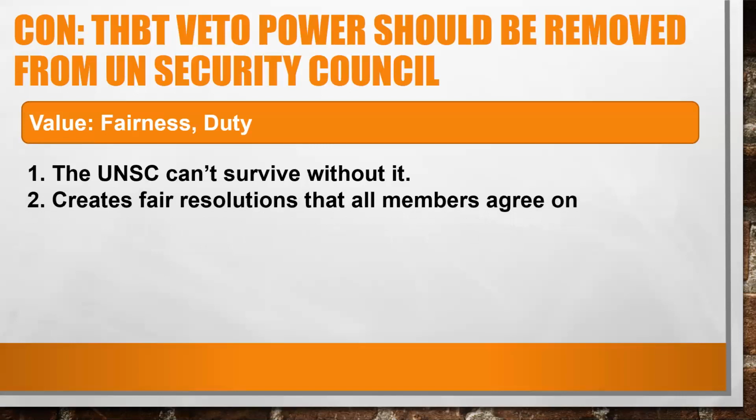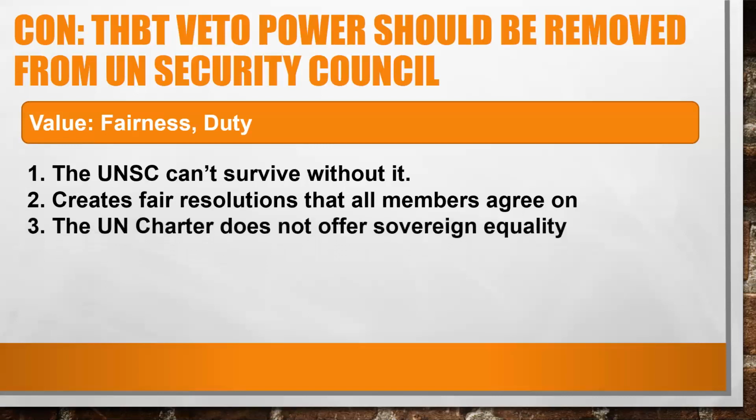Secondly, veto power creates fair resolution that all members will agree on. Without veto power, some resolution will be unfair for, let's say, China, or unfair for Russia, or unfair for US. And veto power at least has some resolution that all members will agree on, and therefore allows all countries to work together. Third argument is that UN charter does not offer sovereign equality.